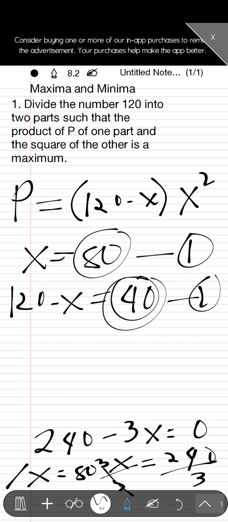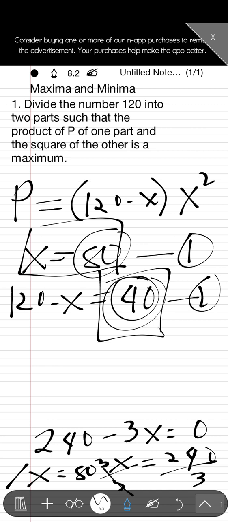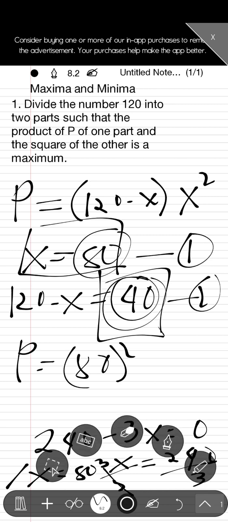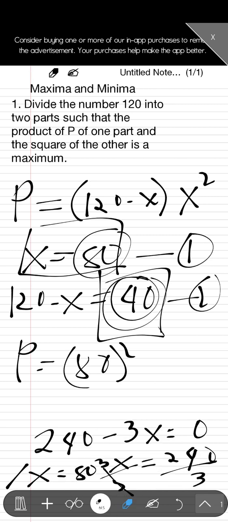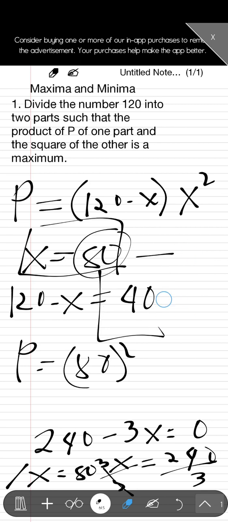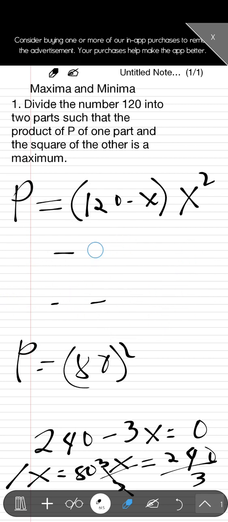So, pag i-multiply daw natin yan, so the answer is 80 and 40. Pag i-multiply daw natin yung dalawang number na yan, for example, no? Di ba, product ko? What is your x? Your x is 80. So, that is 80 square. Di ba? I-recheck lang natin ha. Tanggalin ko na yung iba.